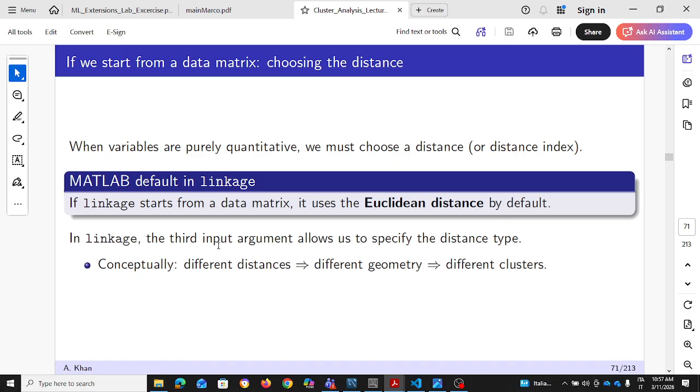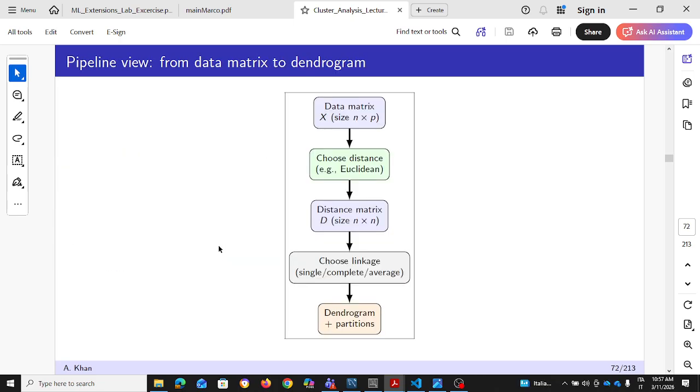Okay? And remember in MATLAB, if you don't tell it which distance to use, by default it uses the Euclidean distance. Okay? So the idea is this. You have a raw data set, you have your matrix, your point cloud. You choose the distance, which kind of distance you want to use between points, between clusters. So for example, the Euclidean distance. Then the next step is to calculate the distance matrix. Okay? And then for merging the clusters, one of these linkage choices. And finally, we build the dendrogram. Okay?